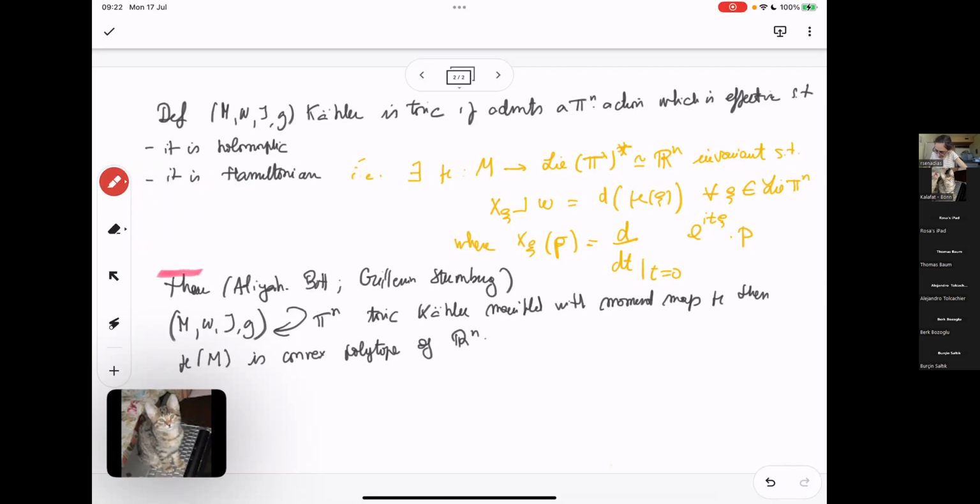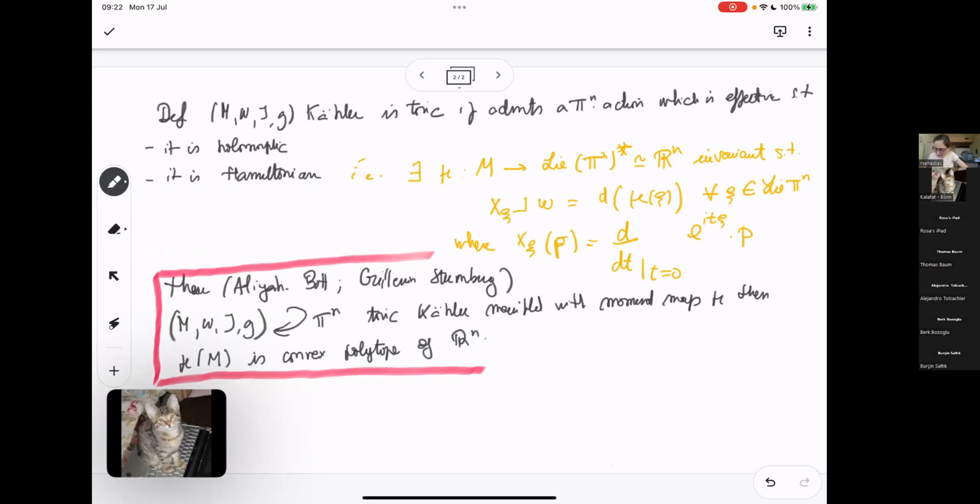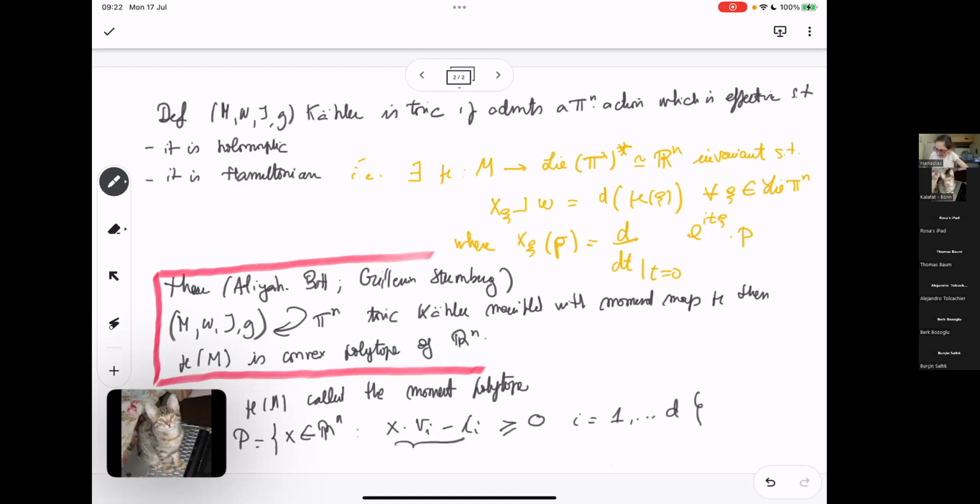Okay, so this is essentially what makes toric manifolds simple. There's a polytope associated to them. So this mu(M) is called the moment polytope, and it's always of the following form. So it's given by an intersection of half planes, which I'm going to write like this. I'm going to need these hyperplanes later on, so I want to give them a name. So this is what we call Li of x. So the moment polytope of a toric manifold is always of this form, where it's even more specific than that.